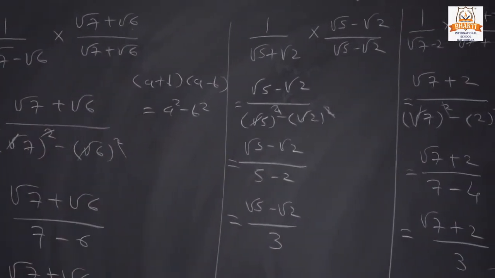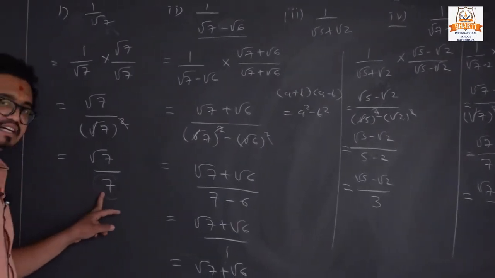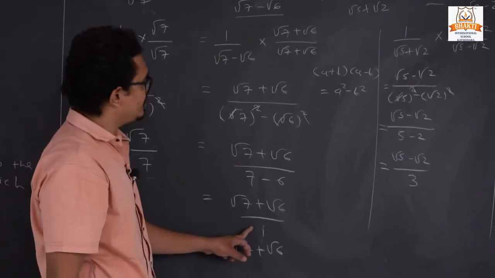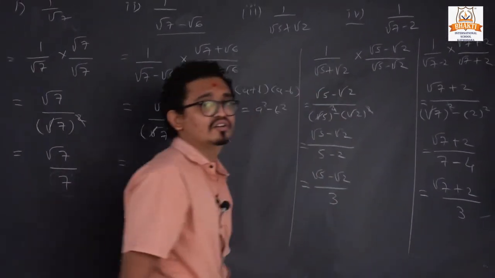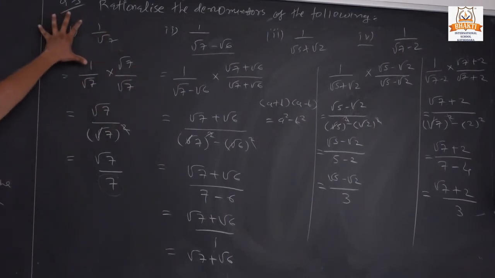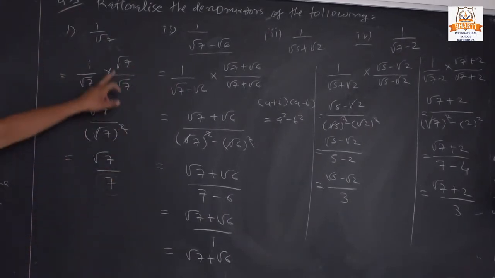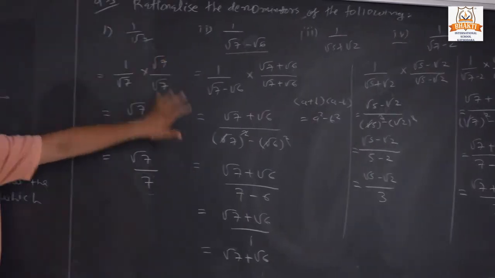So in the 4 sums, you can clearly see that the denominator is rationalized. Here once again the denominator is rationalized, and in both these cases the denominator is also rationalized. So if we want to rationalize the denominator, we can take its surds.